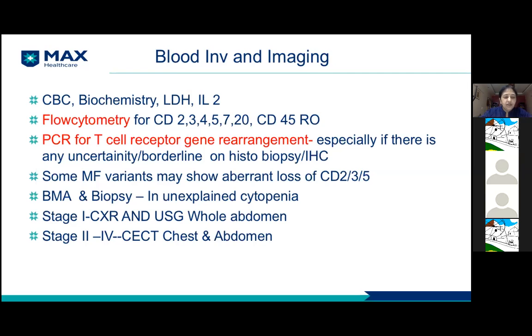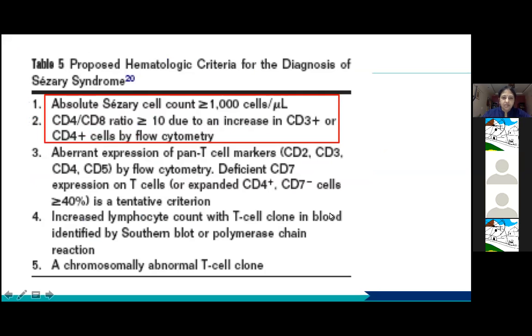As a part of radiological workup, for stage 1, generally chest X-ray and ultrasound of the whole abdomen is considered adequate. For stage 2 to 4, you have to do a CT of chest and abdomen. PET CT scan is not routinely recommended because mycosis fungoides is only mildly FDG avid and not a very avid disease. But at times I find that patients walk in with a PET scan to us.